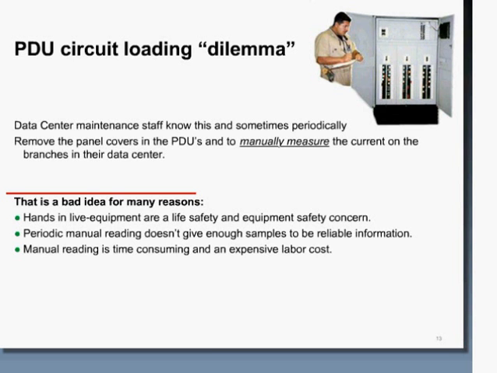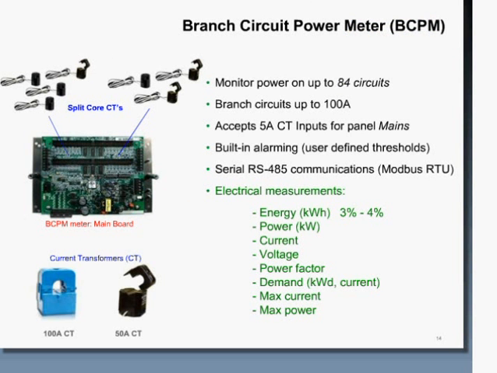So what are some of the products that we have for installed metering? This is a typical branch circuit monitor. It can monitor up to 84 circuits. This one has basic electrical measurements of energy, power, current, and also gives you some power quality. This branch circuit device is for general applications. It talks Modbus RTU, and as you'll notice, it has an accuracy of about 3 to 4%.